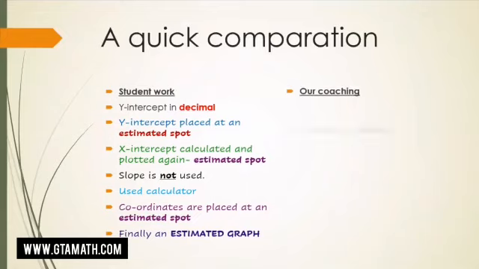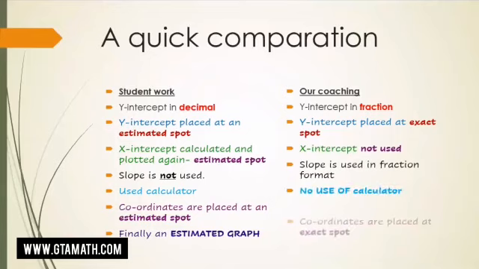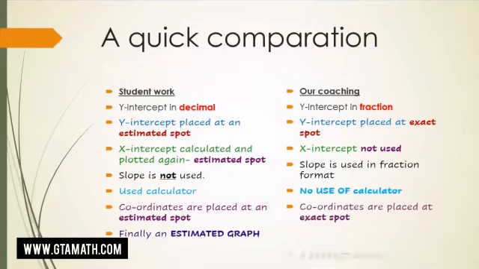However, in coaching, the y-intercept is in fraction form, therefore a perfect value is plotted. As I mentioned, the y-intercept is placed at an exact spot. The x-intercept is not used; rather, slope is used in fraction format. No use of a calculator for this graph. Coordinates are placed at an exact spot. A perfect graph is done through our coaching.